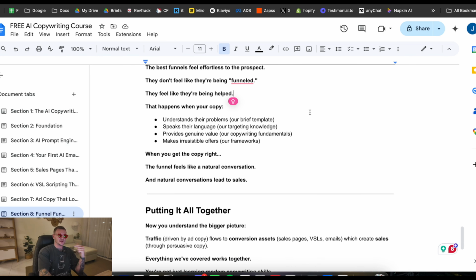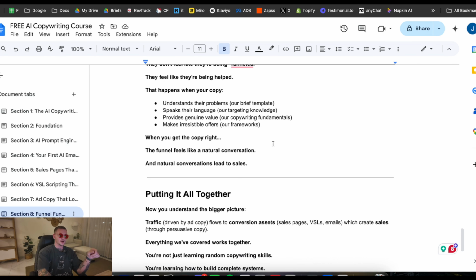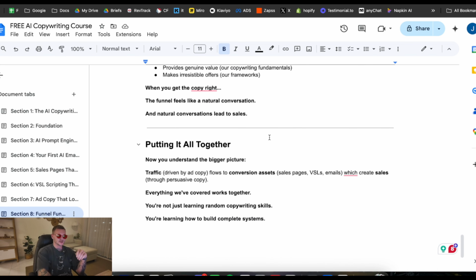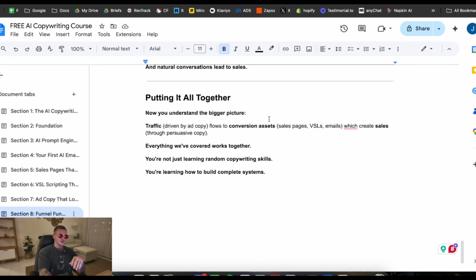Speak in their language, make them feel heard, provide genuine value. Using our copywriting fundamentals, we actually just want to tell them why their pain exists and maybe how to alleviate it in some regards, and then how our program or our offer is going to completely alleviate it. When you get copy right, the funnel feels just like a natural conversation, and natural conversations lead to sales. So when you understand the bigger picture, traffic driven by ad copy, for example, flows to conversion assets like sales pages, VSLs and emails, which creates sales through persuasive copy.